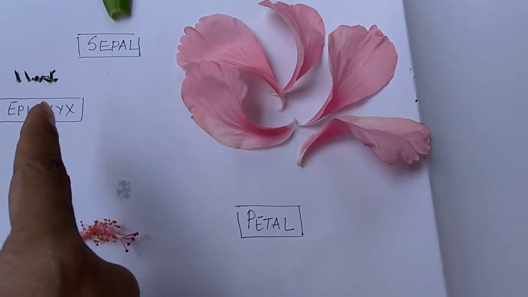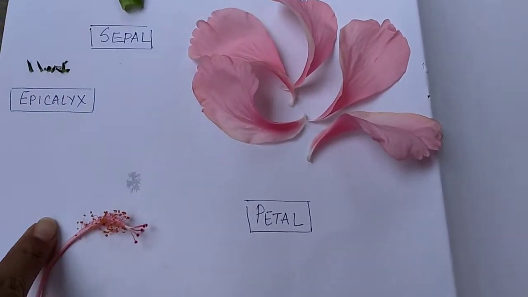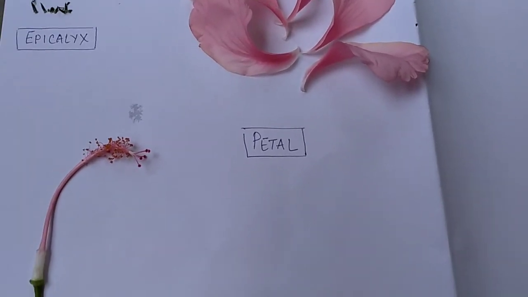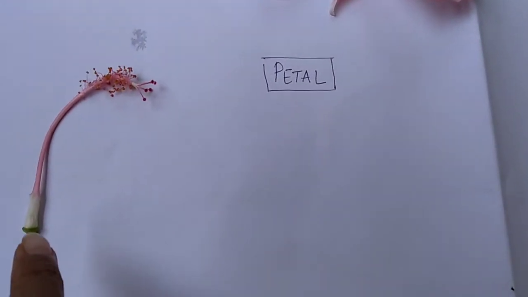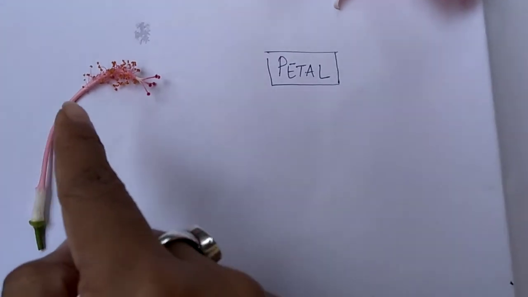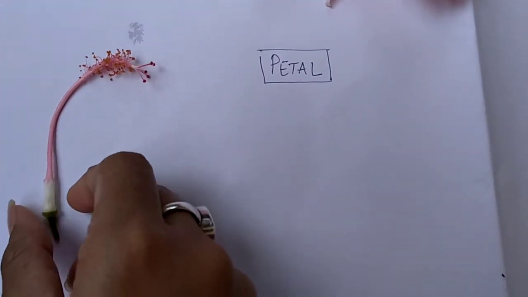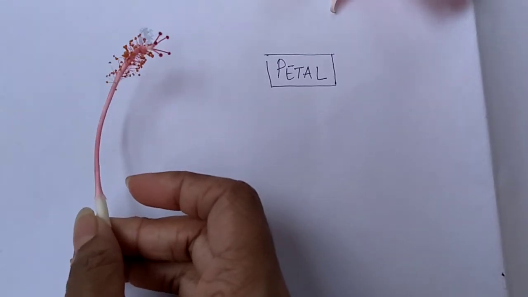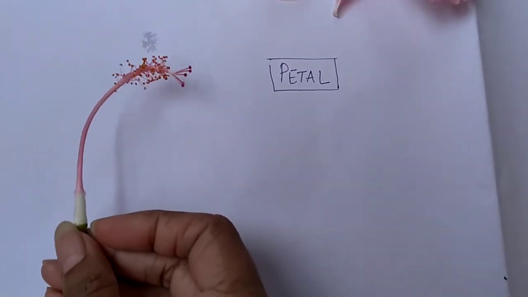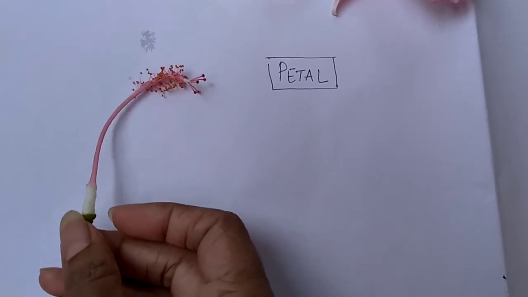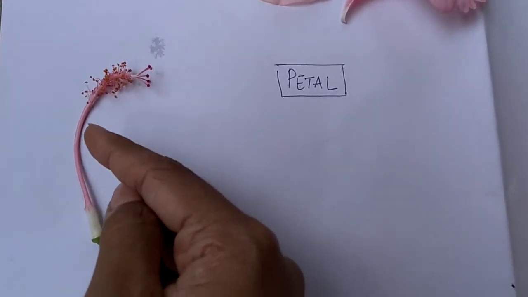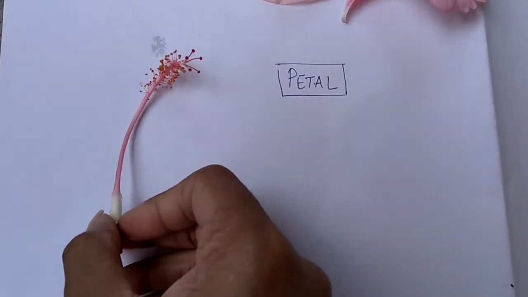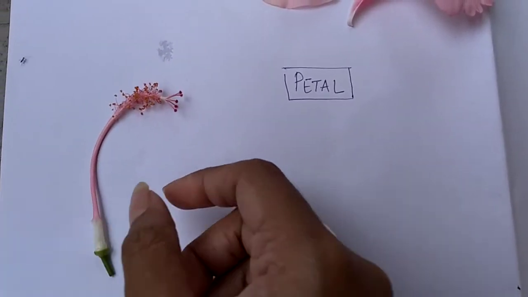And this is an additional whorl which is present in hibiscus. This is the epicalyx. And next we get the androecium and gynoecium all together. Since the androecium and gynoecium are present together, this flower is also known as bisexual. Now I will be dissecting this particular part to show you the most essential parts of the flower, that is the androecium and gynoecium.